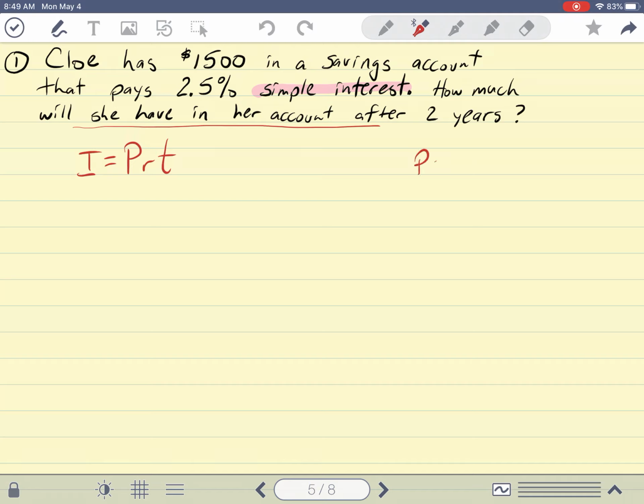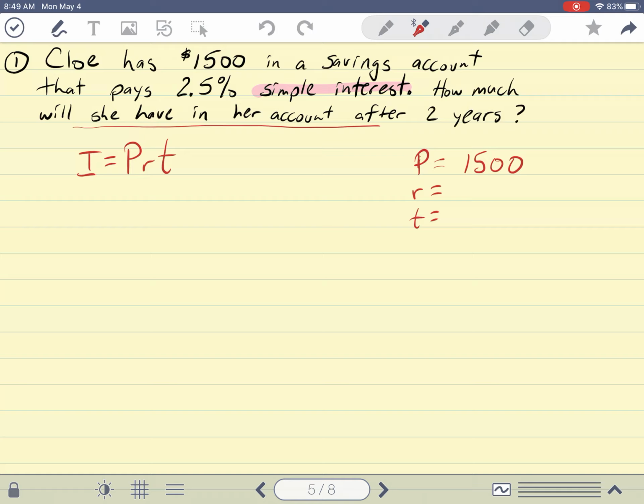Now, what I taught you before was what is the value for each of those? So what is P, what is R, what is T? P means the principal. P is the principal, as in the initial or starting amount of your account, whether that's how much you have when you start this or maybe how much you put in at one time. So our principal is going to be $1,500.